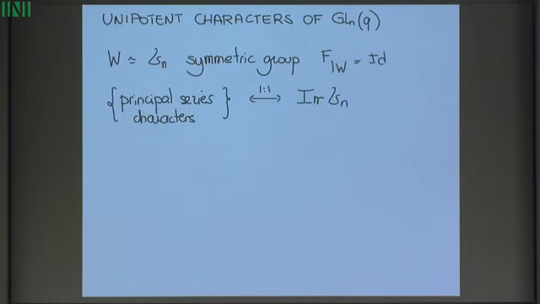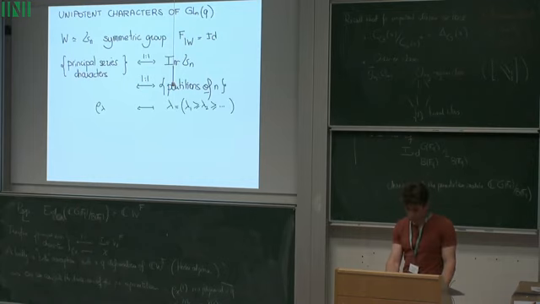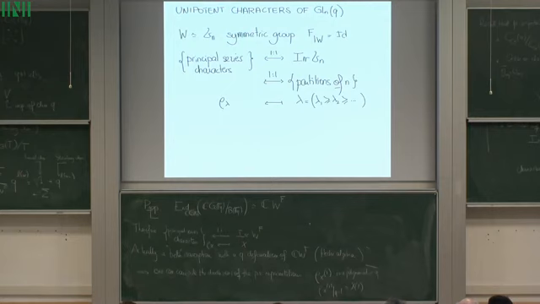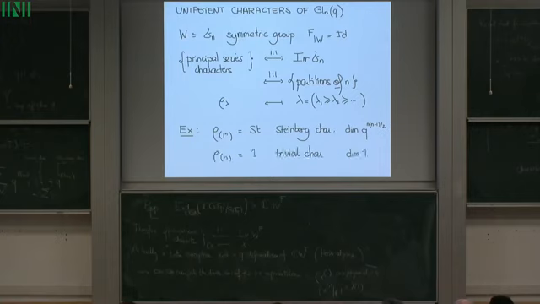So I get from this proposition that the principal series characters are parametrized by the irreducible representations of the symmetric group, which in turn are parametrized by partitions of n. Okay, so I get a labeling of the unipotent characters, in that case, by partitions of n. And still the same example is that I get the Steinberg and the trivial representation or character as special cases, for the partition n or the partition 1 to the n. So this is easy for GLN.